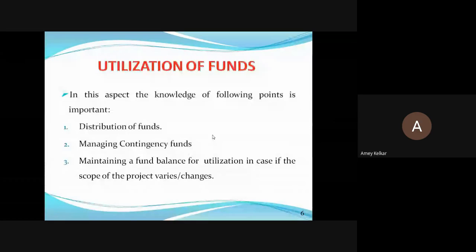And thirdly, the thing which should not ever happen on anyone's side, that is some accident. A labor gets injured, a labor gets hurt. Okay, his hospitalization and other things we might have to do as a part of our job. So at that time, which funds will come into picture? Contingency funds. So contingency funds also are very important. As you go on doing projects, as you study the previous project reports, you'll get an idea how to manage the contingency funds. And third thing is maintaining a fund balance for utilization in case the scope of the project varies or changes.